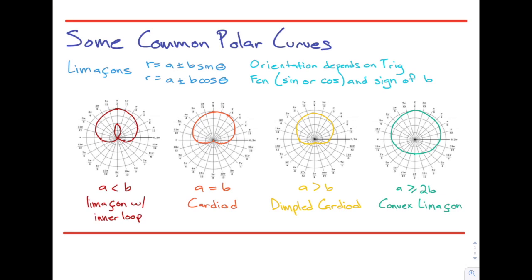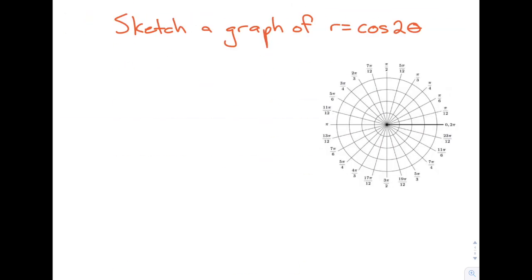We also have limaçons, which are these kind of loopy or heart-shaped polar curves. A limaçon with an inner loop has an equation that looks like r equals a plus or minus b sine theta or cosine theta, where a is less than b. When a and b are the same, we have a cardioid. When a is greater than b, we get this little tiny dimple as it approaches the origin. And then if a is greater than or equal to 2b, we have a convex limaçon, which starts to look more like a circle.